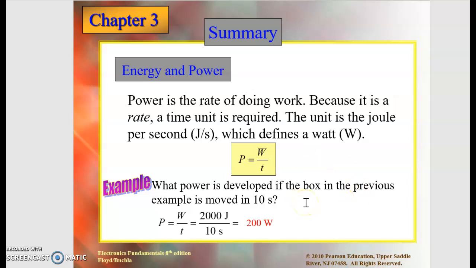So right here they are giving us an example of an application. What power is developed if the box in the previous example is moved in 10 seconds? In the previous example, we calculated the energy needed, given the distance and the force applied to that box. And now we're going to find how fast we can use that energy. In essence, they are saying that we can use it at 200 watts.